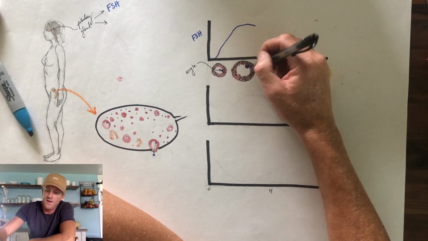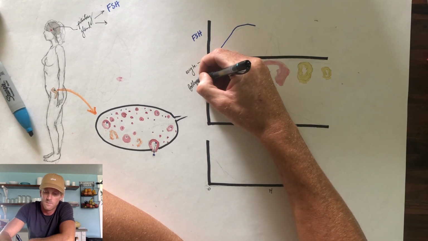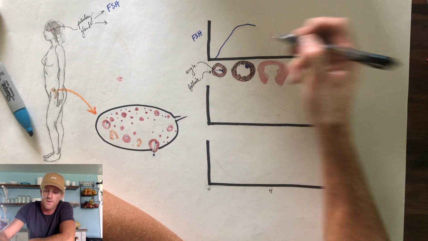So this red tissue around it consists of all these supporting cells. Again, that's the follicle, which is right there.